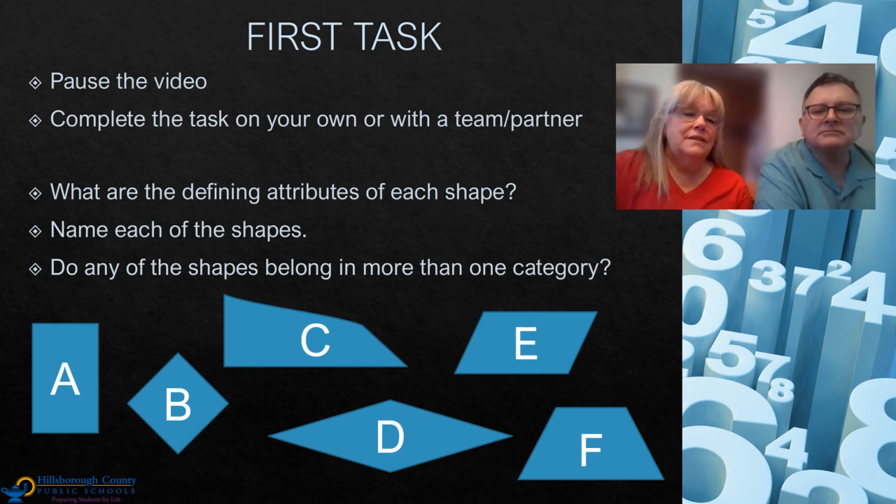Here's your first task. We'd like you to pause the video and complete this task either on your own or with your team or partner. You're going to look at the shapes that are on the screen. There are 6 of them. You're going to decide what the defining attributes of each of these shapes is, and then name each shape based on those defining attributes. You'll also want to decide whether the shapes belong in more than one category. Good luck.